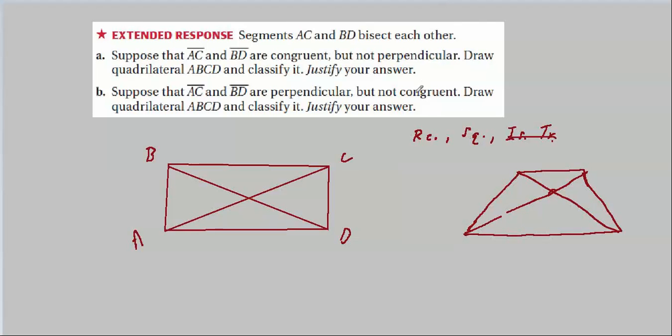But remember, in a square, just like a rhombus, the diagonals are going to be perpendicular. So what we're left with is rectangle. It couldn't be an isosceles trapezoid because they bisect each other. It couldn't be a square because they're not perpendicular. Rectangle is the only one left over, and that works. Kind of looks like a rectangle to me.